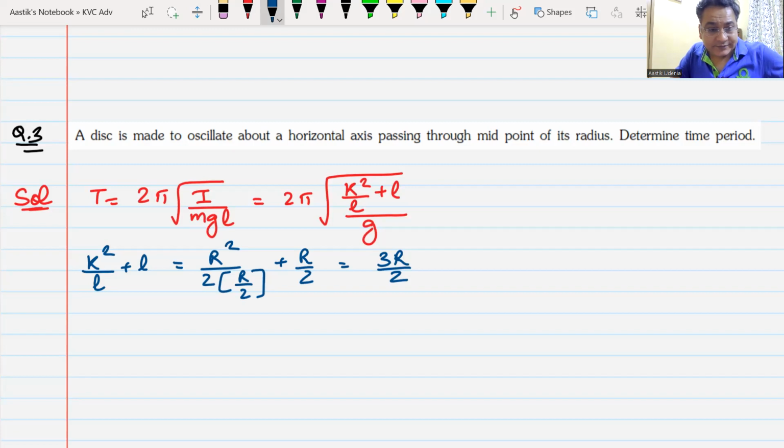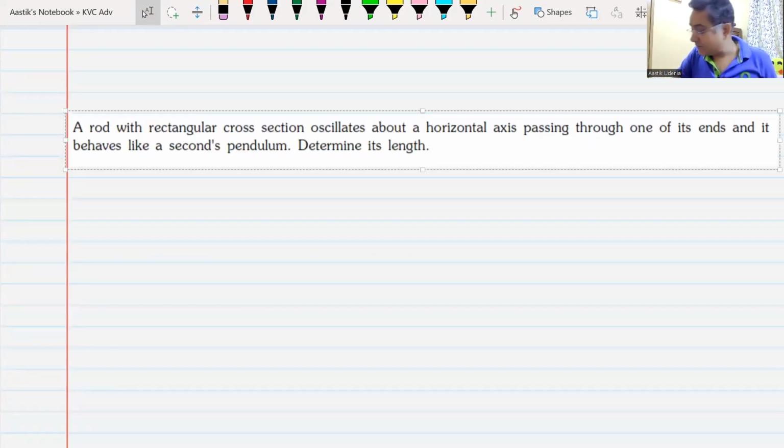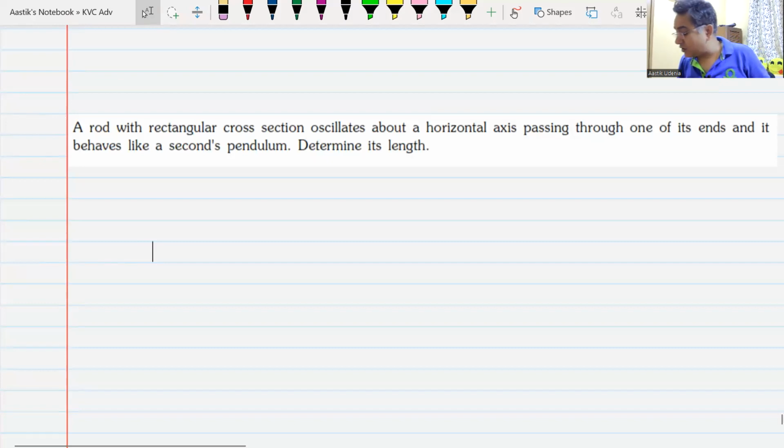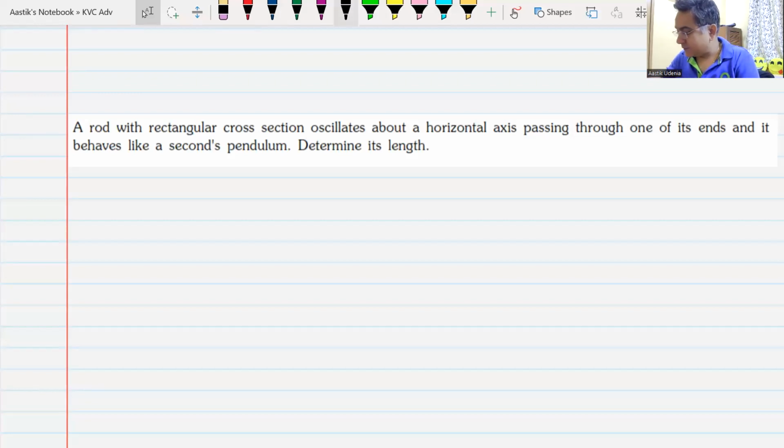Okay, we got this. Comes the next question. I'll give you 2 minutes to solve this. A rod with rectangular cross section oscillates about a horizontal axis passing through one of its ends, and it behaves like a second pendulum. Find the length. It's a simple thing. I can't give you more time because we are short on time. How are we supposed to do this?